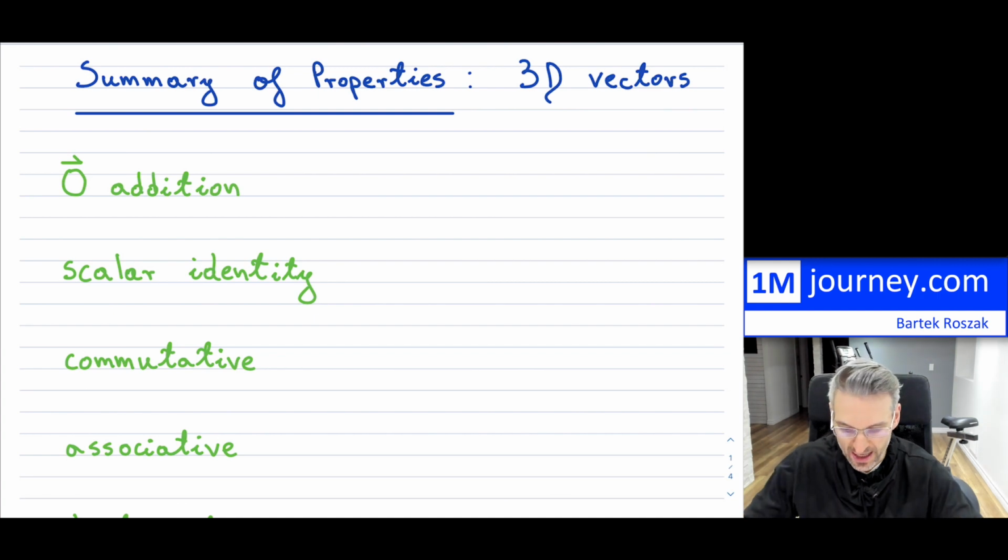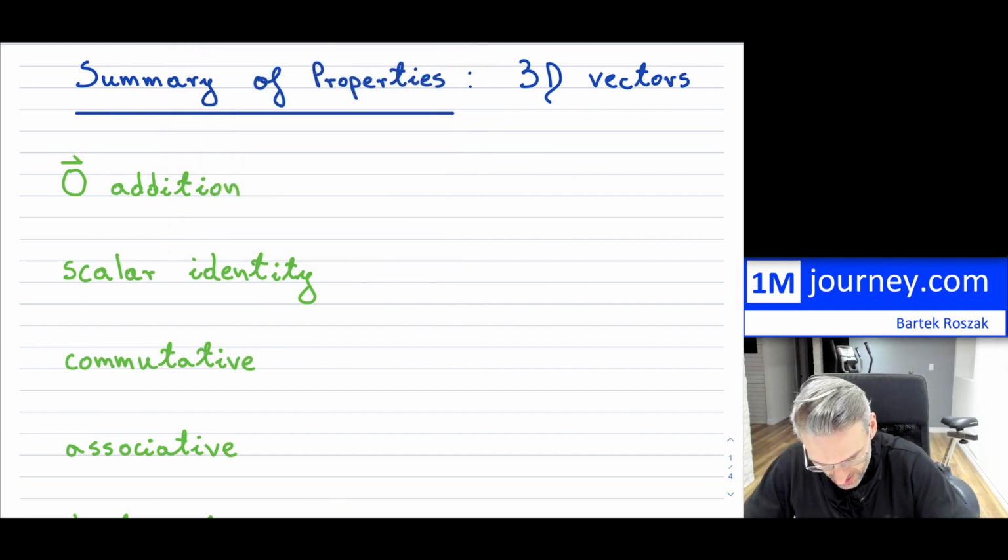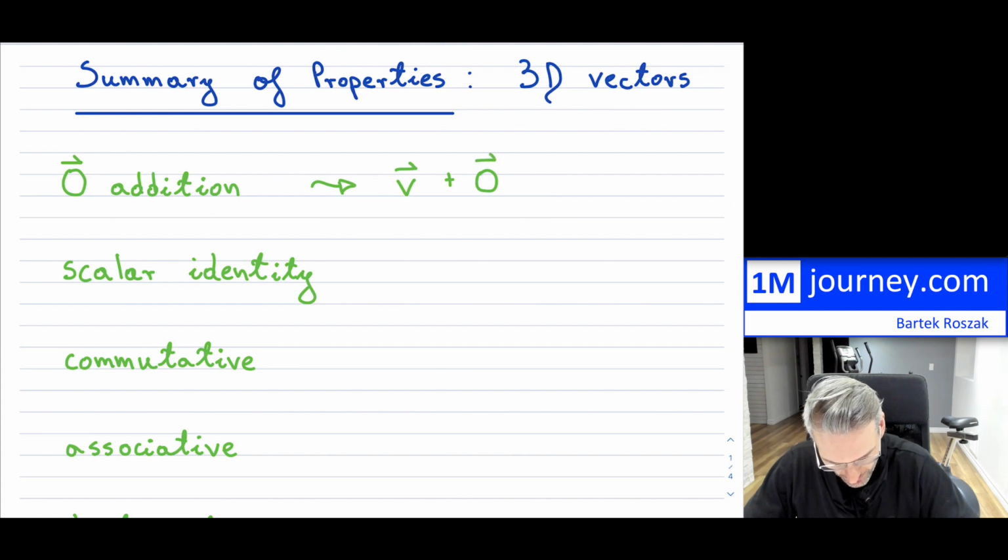So let's break these down. The first one is the zero vector addition. Well, in 2D, we have certainly shown this, and in 3D, this is no different. This particular property simply states that if you take a vector v and you add the zero vector to it, it should not surprise us that the result is just the vector itself.